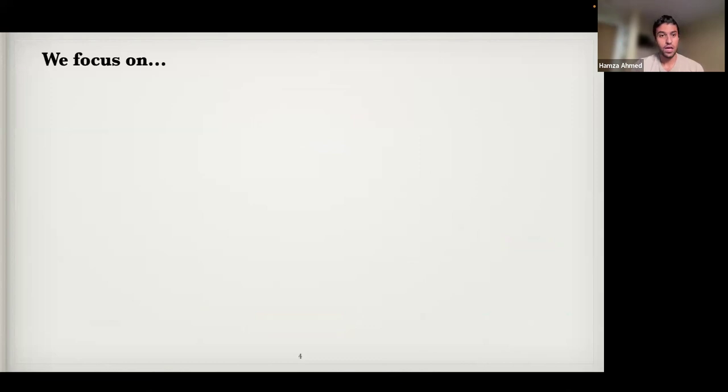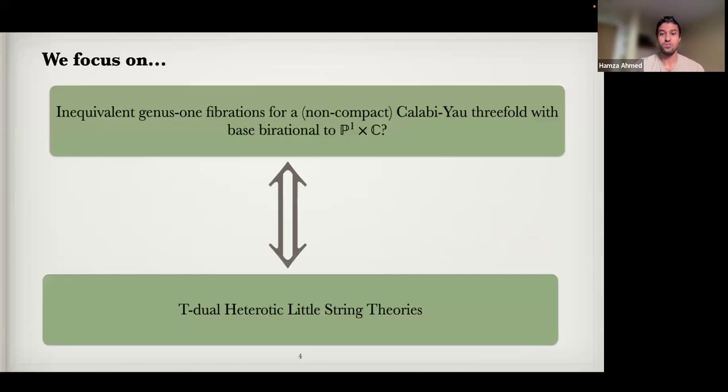Right. So in this realm, we'll focus on inequivalent genus-one fibrations for non-compact Calabi-Yau threefolds, whose base is birational to P1 times C. And the equivalence that we'll look at on the physical side will be the T-duality of a specific kind of little string theory, which is a heterotic little string theory. So again, just to take the point home, little string theories are a specific kind of quantum field theory with this feature of T-duality.